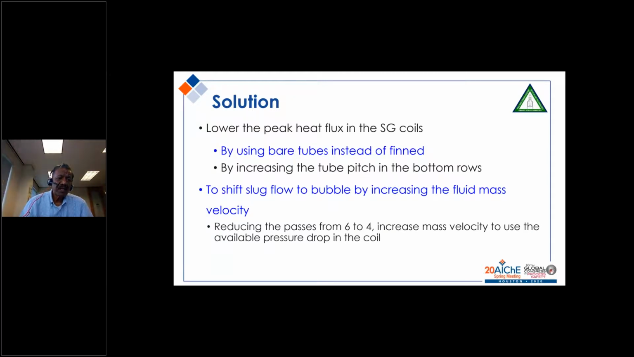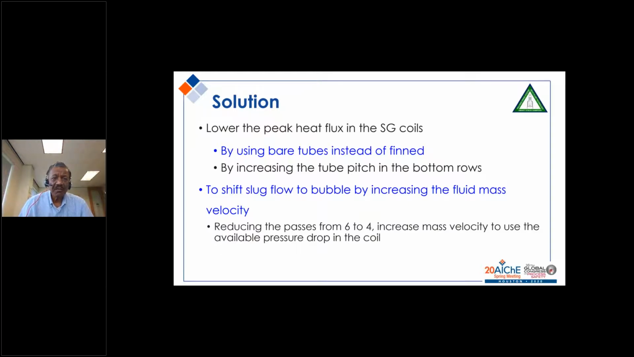So our solution was: how do we lower the peak heat fluxes? One option was to use bare tubes instead of fin tubes, or we increase the tube pitch in the bottom rows, and by increasing the tube pitch, we are able to reduce the flue gas mass velocity. And once we reduce the flue gas mass velocity, the heat transfer rate comes down.